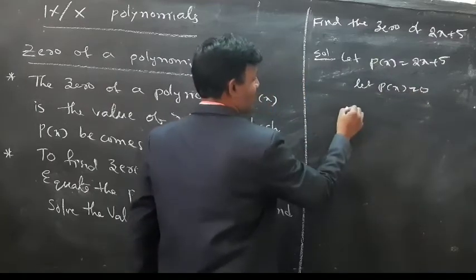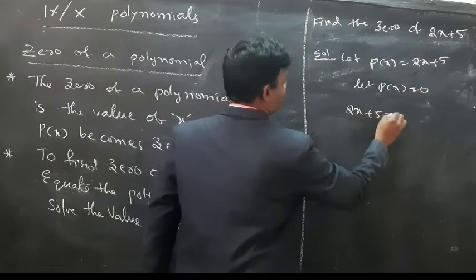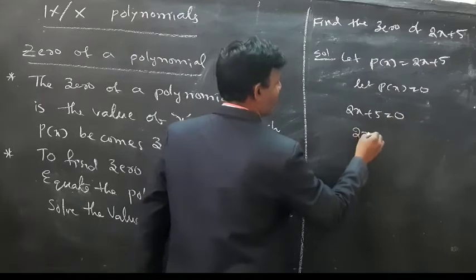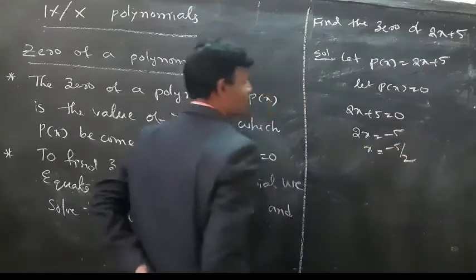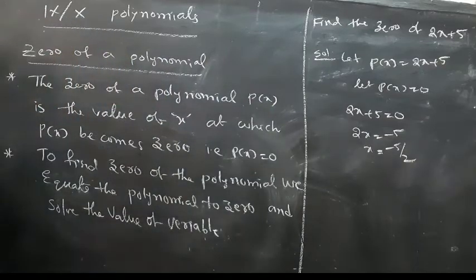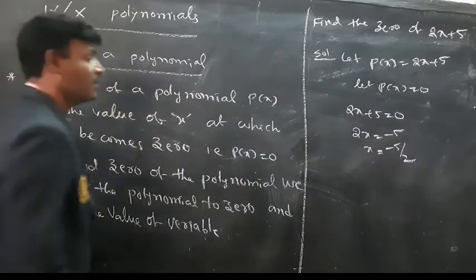It means 2x plus 5 is equal to 0. Then 2x is equal to minus 5 and x is equal to minus 5 by 2. So minus 5 by 2 is called the zero of the given polynomial. Verification.